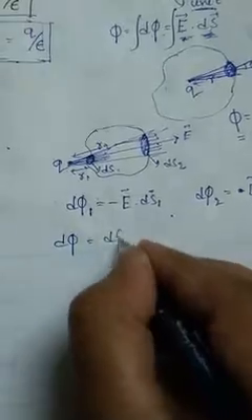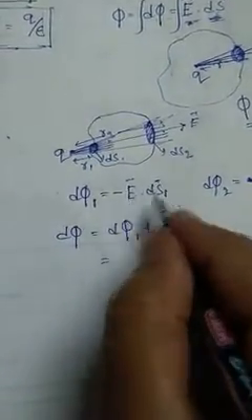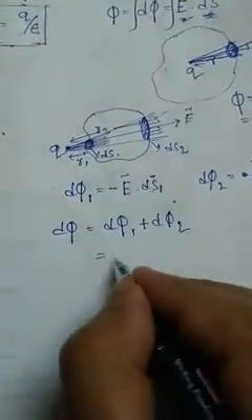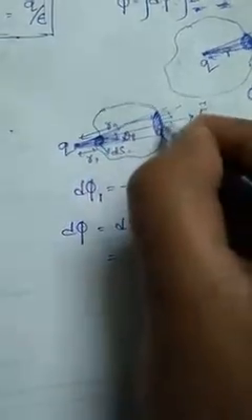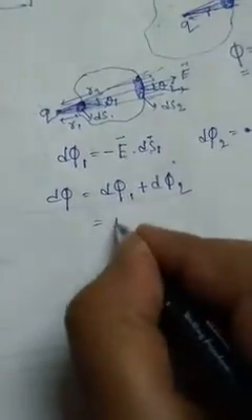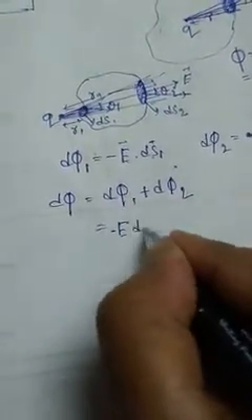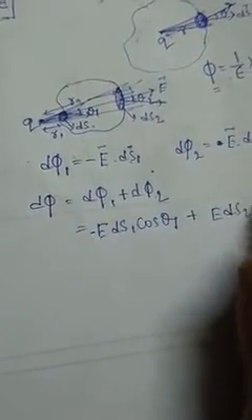Okay, now the total flux d phi, I am adding them, d phi 1 plus d phi 2. So I am doing directly E dot ds, meaning E ds cos theta, E ds cos theta, right? This angle may be theta 1 or theta 2, I don't know. This is theta 1 and let's say this is theta 2 in general. So this will become minus E ds1 cos theta 1, and for this E ds2 cos theta 2.